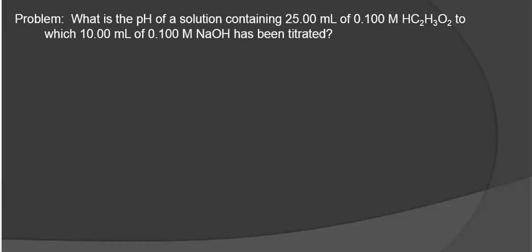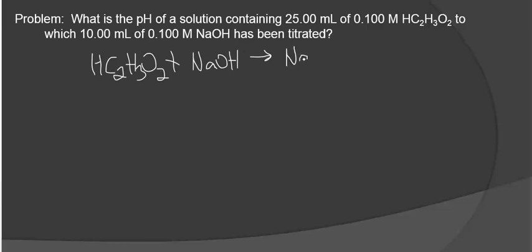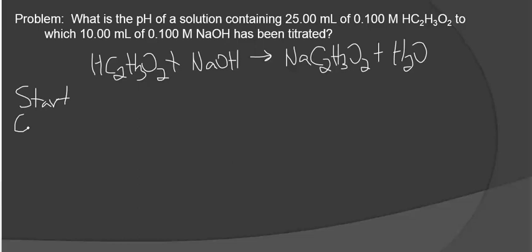First part of the problem here. We're reacting acetic acid with NaOH. We're going to form sodium acetate, the salt, plus water. We're going to do start, change, after.